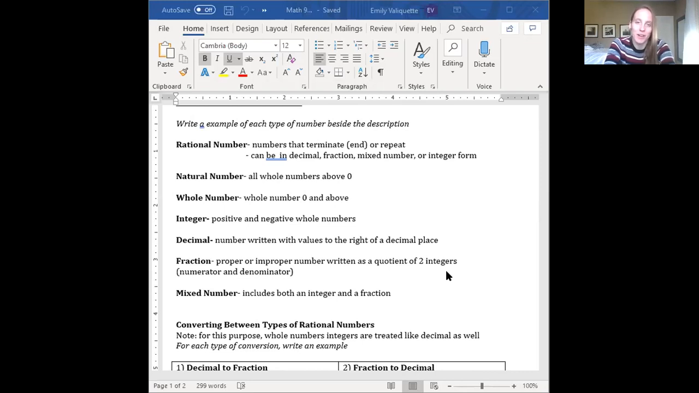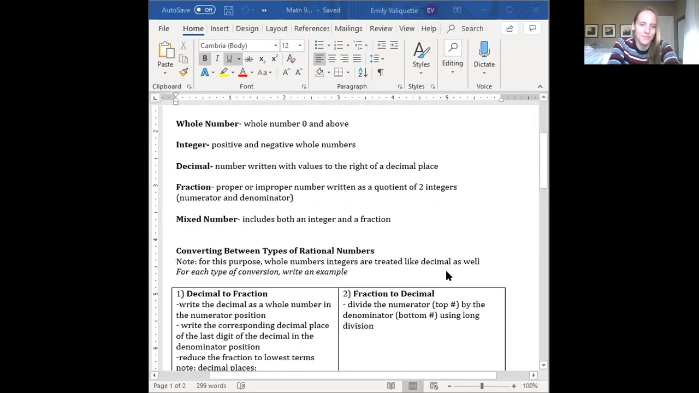An integer is a positive or negative whole number. A decimal is anytime you have a decimal after your whole number. Fractions can be both proper and improper. Sometimes you might hear a fraction referred to as a quotient of two integers. That's just a number divided by another number written as a fraction. And then obviously a mixed number is when you've got the integer in the front and then the fraction afterwards.